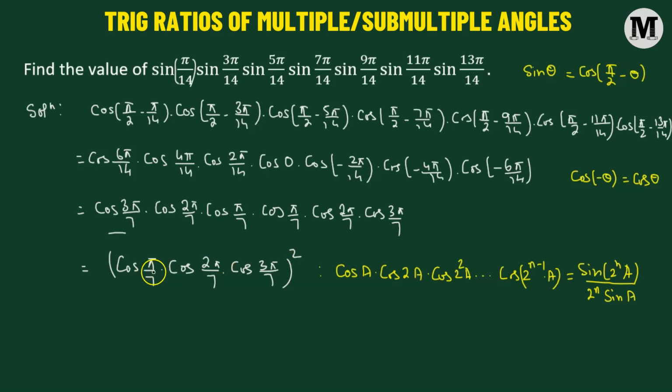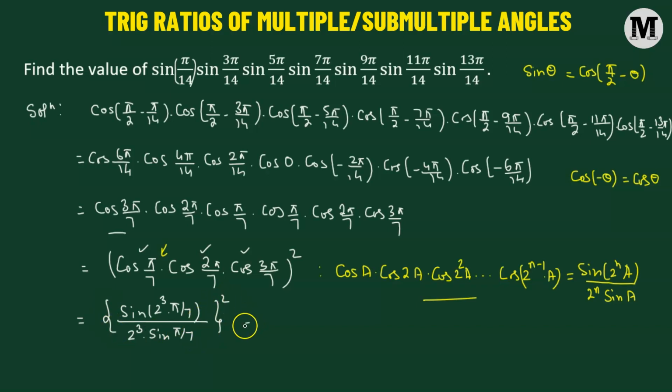Now in our case, what's A? So here A corresponds to pi over 7. So here we have 2 times angle A, so 2 times pi over 7. So that means we can apply this particular formula here. So let's do that. Now we will have sine 2 raised to the power of n. So n means there are 3 cosine functions multiplied to each other. So n value will correspond to 3. So we have 2 raised to the power of 3 times the angle A. So A is pi over 7, divided by 2 raised to the power of n, which is 3, multiplied to sine of the angle A, so that's pi over 7, and we have to square this value.